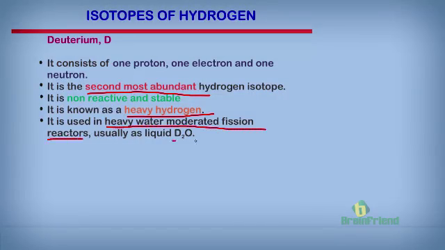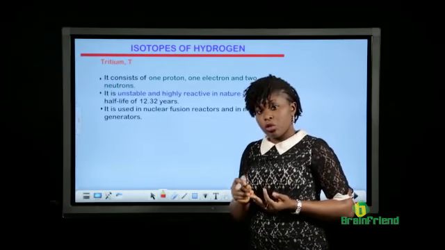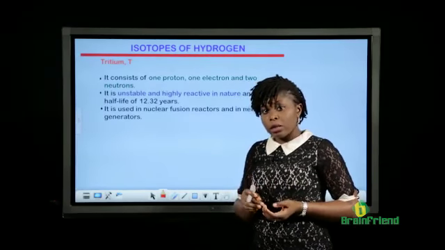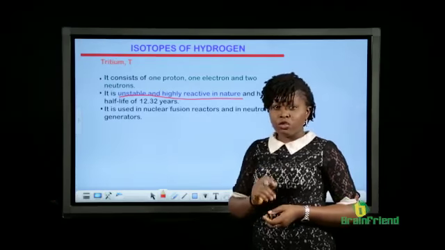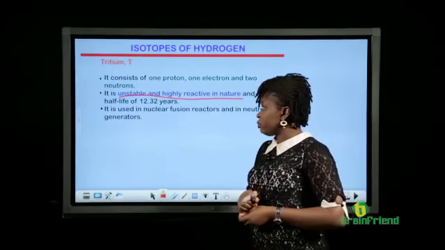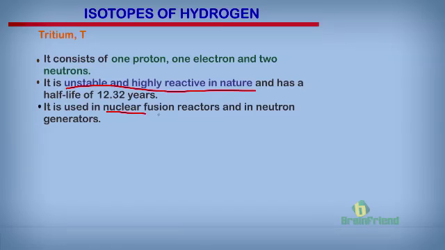Tritium. Tritium is composed of one proton, two neutrons, and one electron. Out of the three, it is unstable and highly reactive in nature, and it has a half-life of 12.32 years. It is used mainly in nuclear fission reactors and in neutron generators.